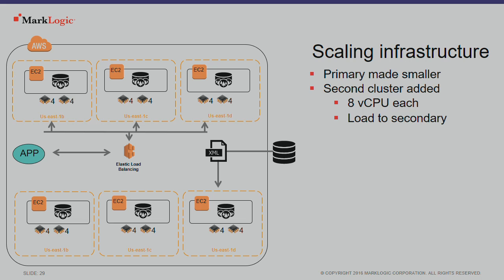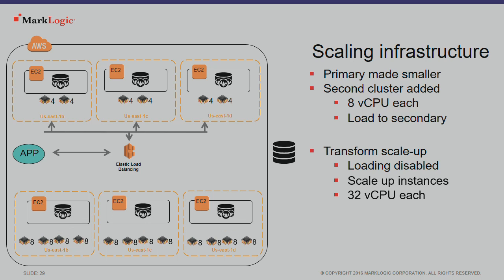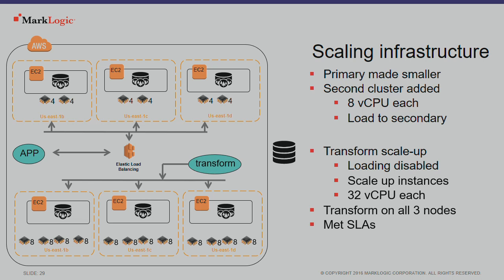When it came time to transform at the end of the day, they needed to meet specific SLAs. So we stopped the job, so there were no more new records coming into the system. And then we scaled up. We took this one and increased its virtual CPUs up to 32. Because this was a very CPU-intensive job, we wanted to make sure we got everything done and processed it as fast as we could. Then the transform job kicked in. It ran on each one of the nodes, and this actually helped them with their environment. They could actually meet their SLAs at this point.